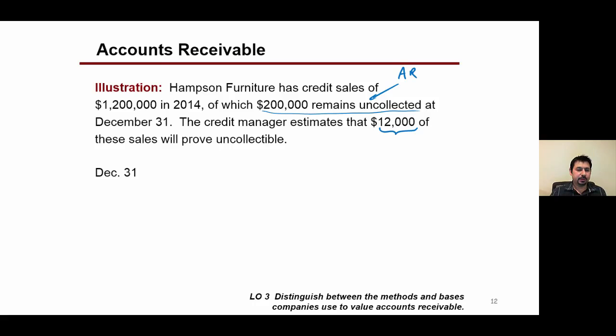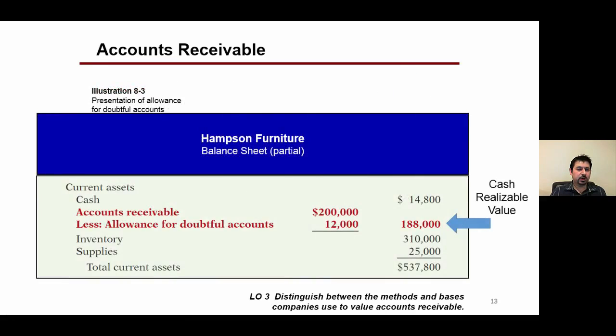So the company at the end of the year will debit bad debt expense $12,000 and credit allowance for doubtful accounts $12,000. This is the second step. This is where the company records the expense in order to match it with the revenues of the same year. And this is how it will look on the balance sheet.